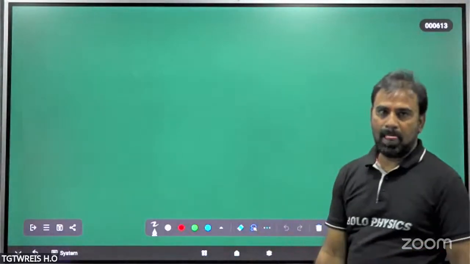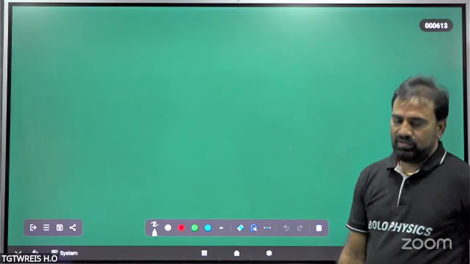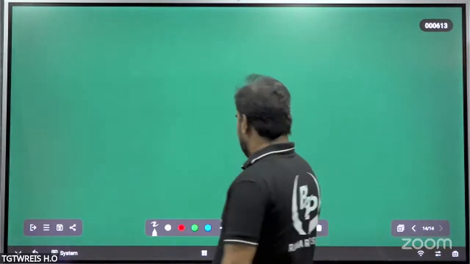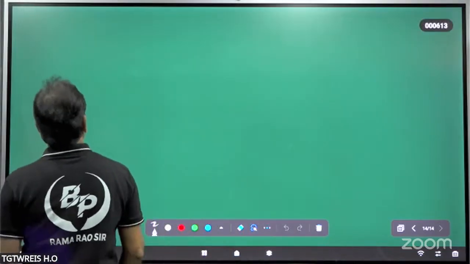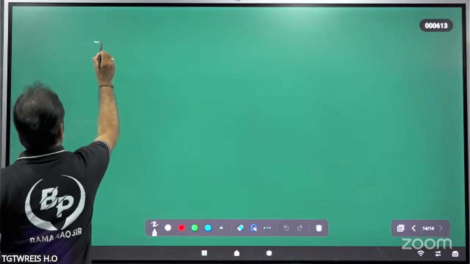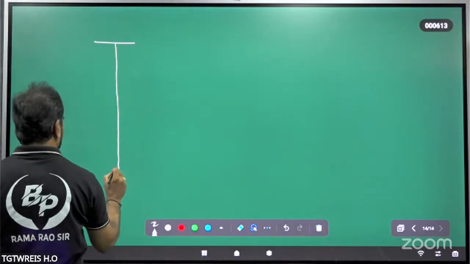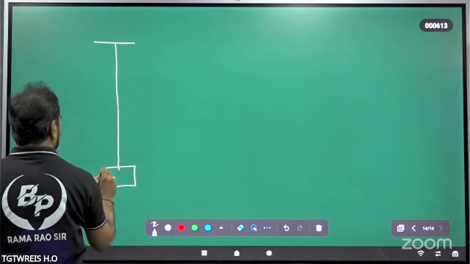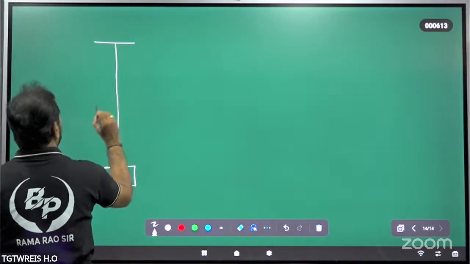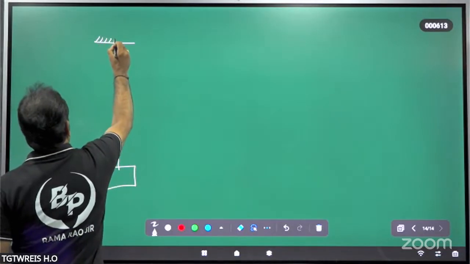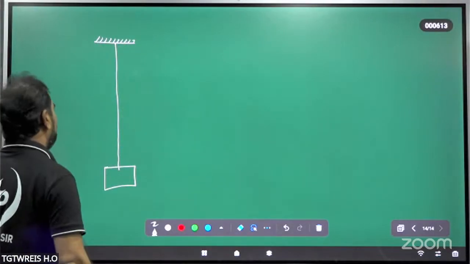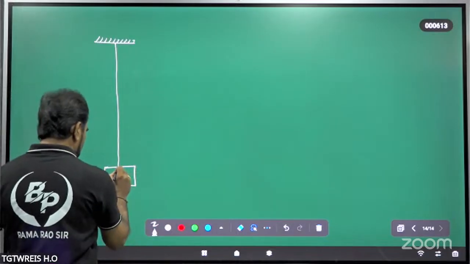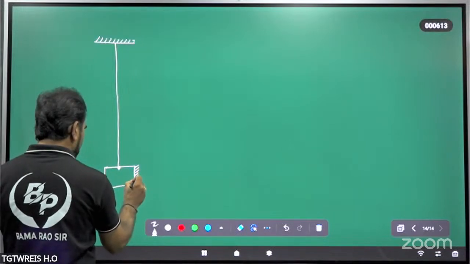Next problem, on the same concept of photoelectric current. Consider a mirror. This is a mirror M, which is suspended with a string. One end of the string is fixed at this point, and the other end is connected here to the mirror.